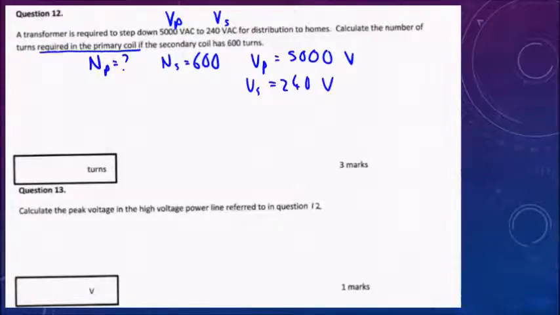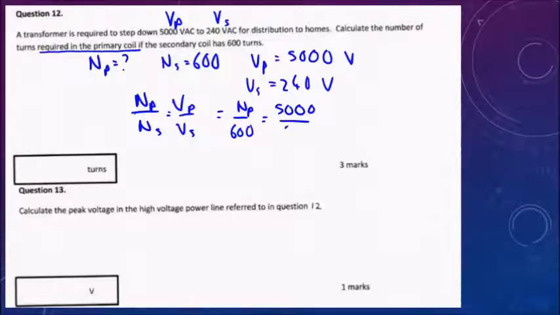Now, when we have a look at actually filling in this answer, all we've got to do is substitute this into our formula. Remember that this one is on the formula sheet, and what you find is that they're just proportional to each other. So you've got NP over NS just equals VP over VS. This might be the inverse of what's written in the formula sheet, but it's the same thing, so it really doesn't matter. So we're going to have NP over 600 is 5,000 over 240.